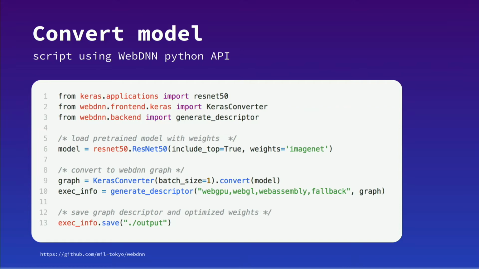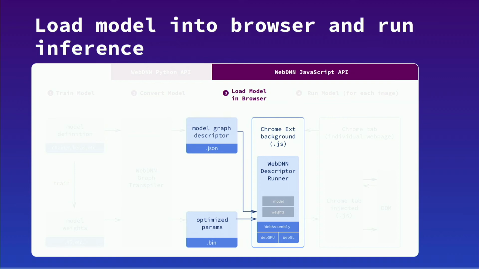There's only one slide with Python, and this is the only step that you need to do in Python. And here you can see that WebDNN has two functions, a Keras converter and a generate descriptor. And both of these are used to load a model in Python and then output a graph descriptor and optimized weights.